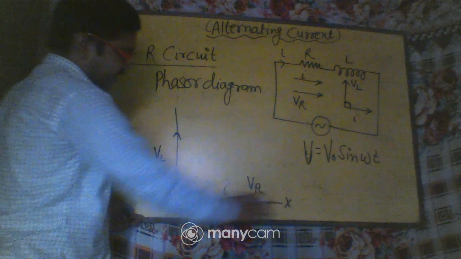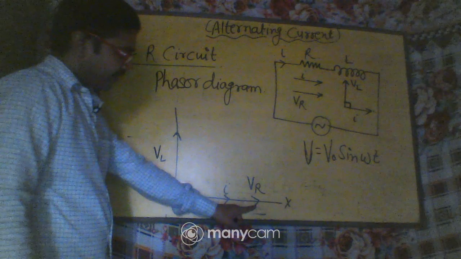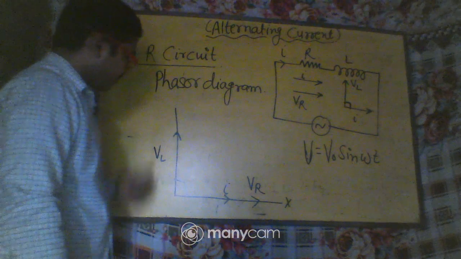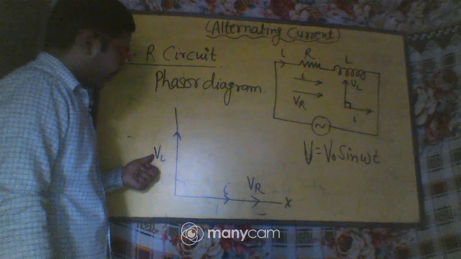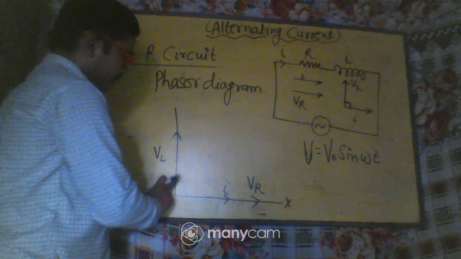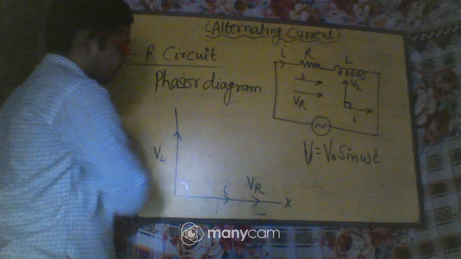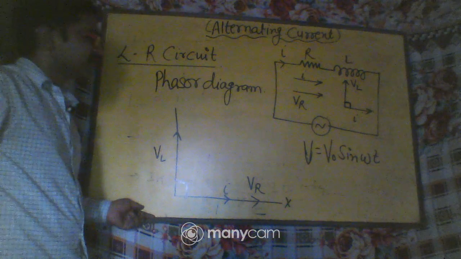Now you can see in this phasor diagram, VR and I are along the x axis and they are in the same phase, whereas VL is leading by a phase of 90 degrees to current I. So this was the phasor diagram for the LR circuit.